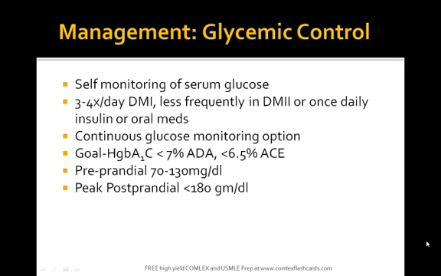The hemoglobin A1C should be less than 7 according to the American Diabetes Association, and preprandial glucose levels should be between 70 to 130, whereas peak postprandial levels should be less than 180. So these are some of the values you need to keep in mind as you're proceeding.